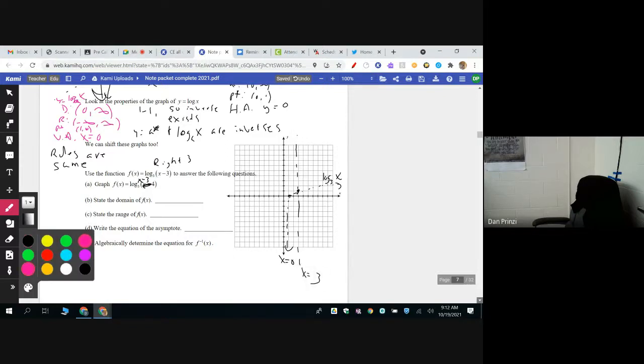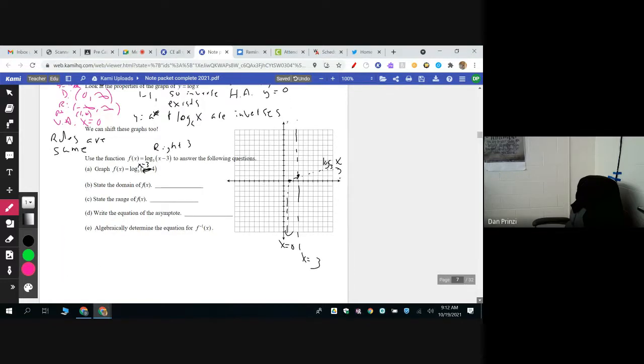I'll change colors here. The other easiest thing to do is just move a couple points. So if you're at 1, 0, now you're going to be at 4, 0, right? If I move it to the right 3, and this point here was 3, 1, so now you're going to be at 6, 1. So this graph is just going to look like this. Tell me what the domain of the graph in pink would be.